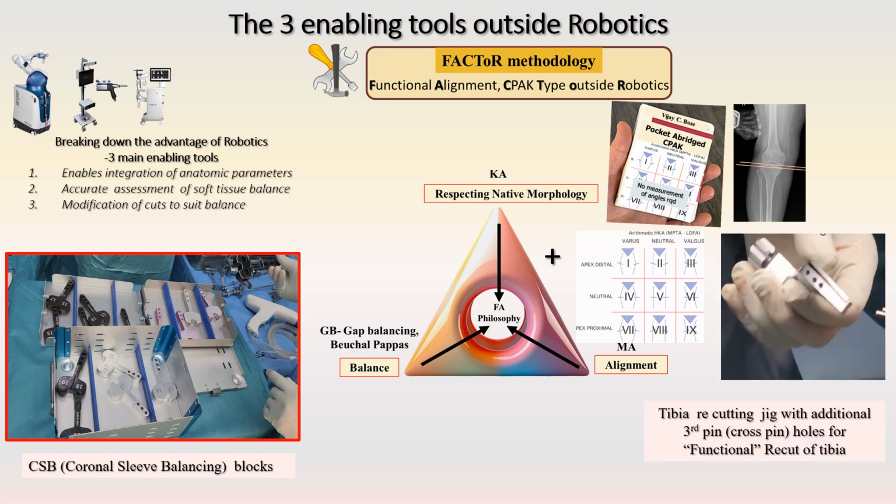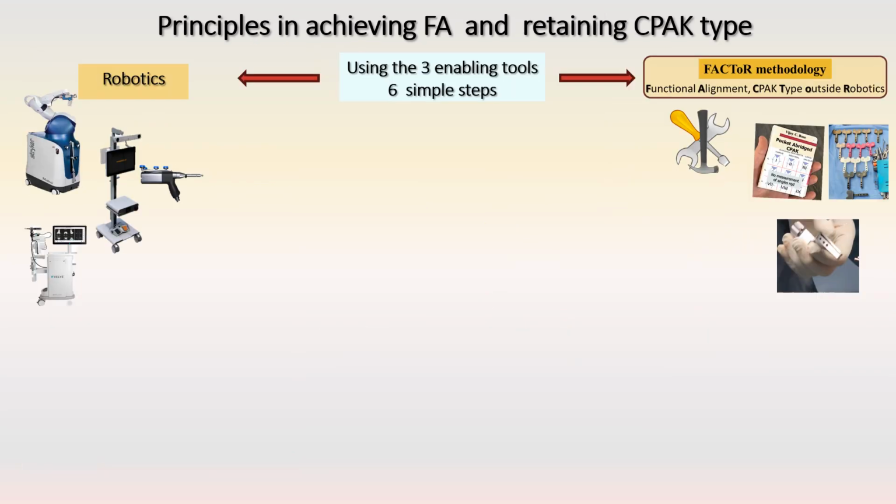The third thing that we have developed is a recutting tool that you need. So after you estimate the balance, you need to recut the tibia based on what your balance shows. And for this, we need a tool. The easiest tool that you can make is you can make extra holes in the standard tibial jig that you are using, like we have done. You can see that. So the third pin or the cross pin can be put again, and then we can take a recut based on what the balance shows us.